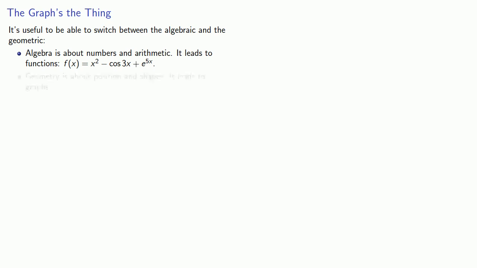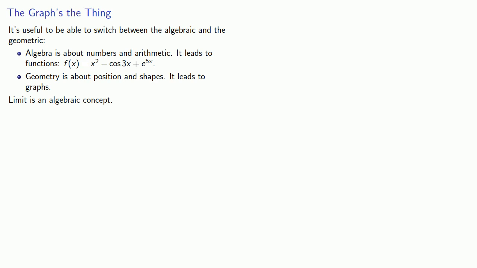In contrast, geometry is about position and shapes, and it leads to graphs. Limit is an algebraic concept, and in fact most of modern mathematics is built around algebra. However, it's often convenient to be able to switch back and forth between the two disciplines. And in this case, we want to find a geometric concept that is equivalent to our limit concept. And we might approach this as follows.